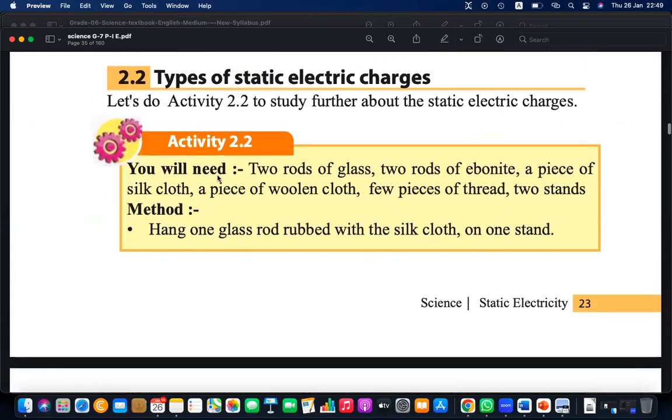This is to check, after charging, whether there is repulsion or attraction. So what is repulsion?